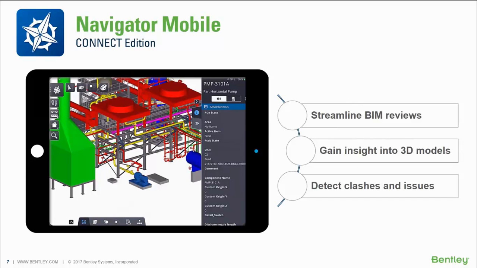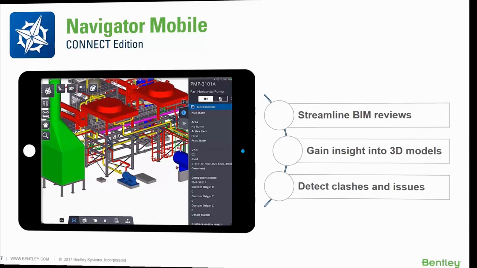And our first one we're going to talk about today is Navigator Mobile. Here you'll be able to streamline those design reviews by providing model-based data visualization to your users. You'll be able to gain insight into your project with much clearer visibility in the information in those 3D models. And Rob will show you how you can improve project coordination with the ability to view clashes as well as resolve issues. So over to you, Rob.